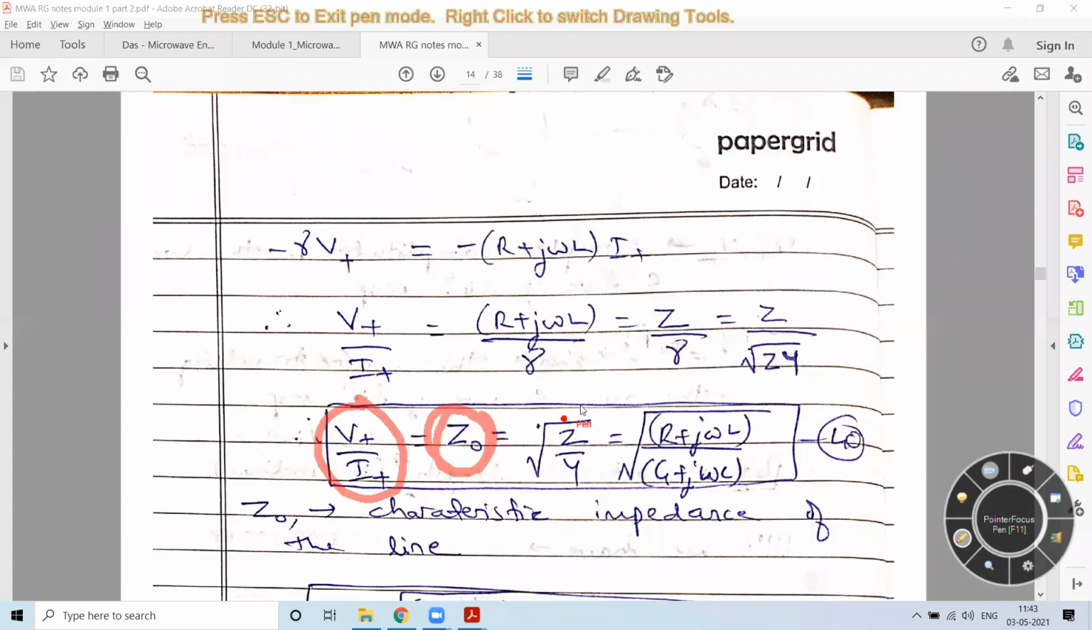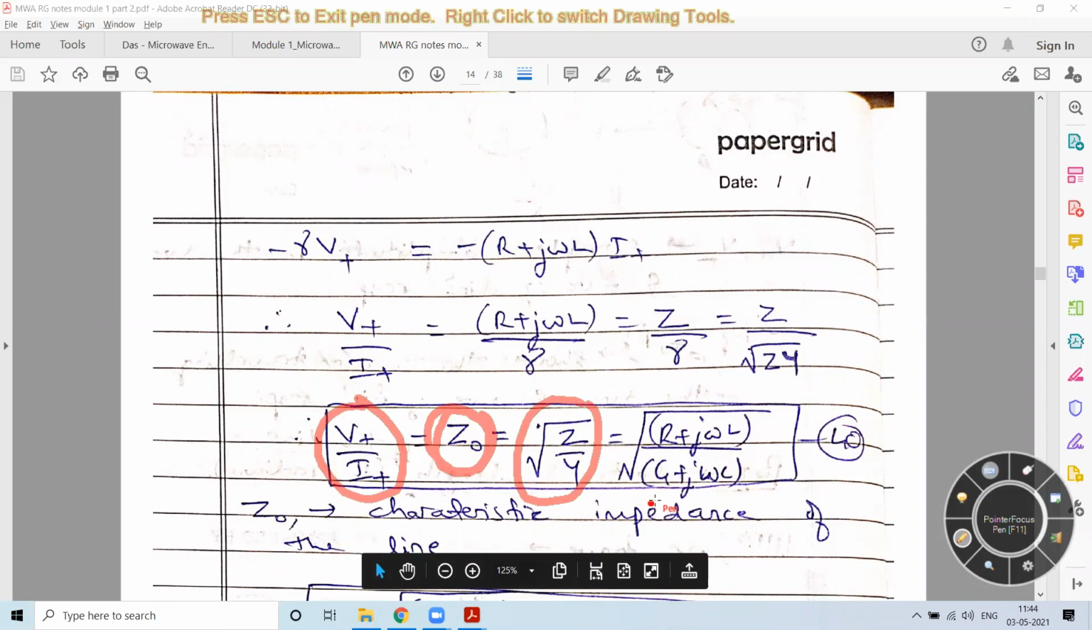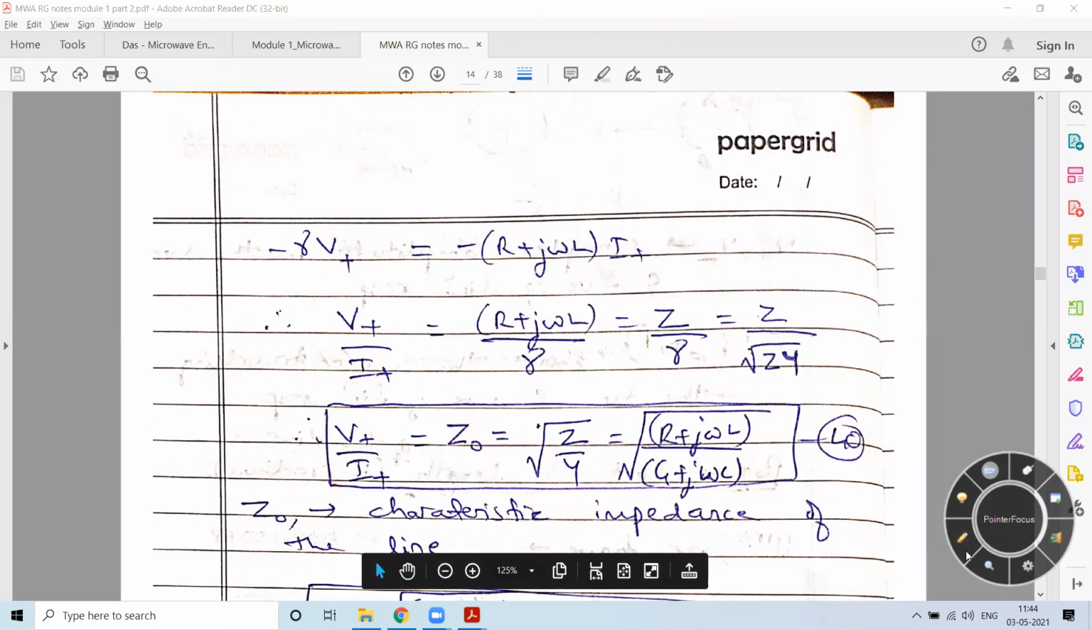Therefore, Z naught is equivalent to square root of Z by Y. Now, what is Z and Y? Z is nothing but R plus j omega L, and Y is G plus j omega C. So this is Z naught, the characteristic impedance represented in terms of Z and Y, or RL GC components. Now this equation can still be simplified. In the next part we will again come across this equation.